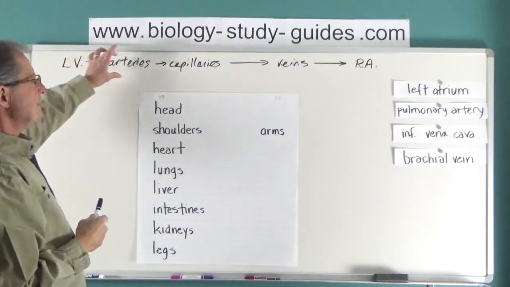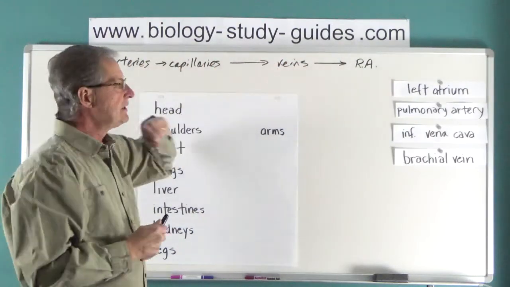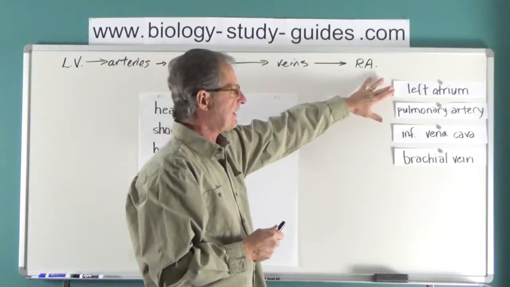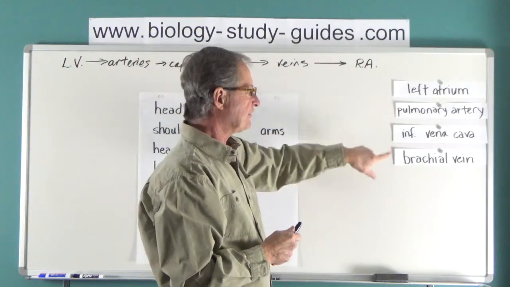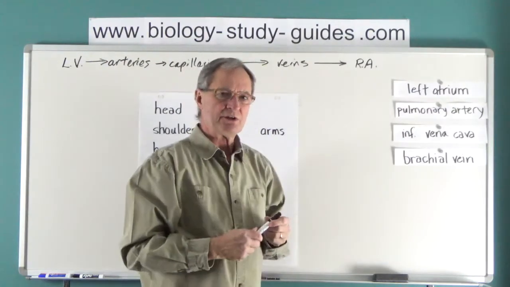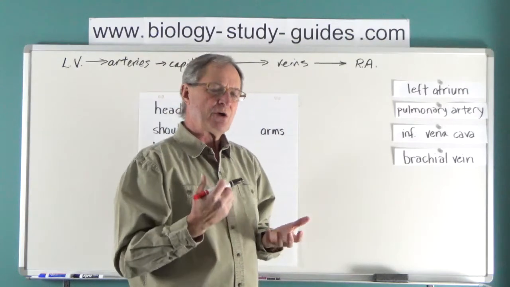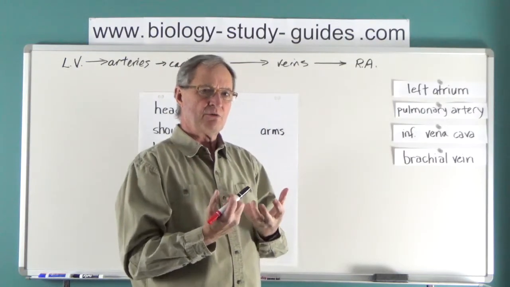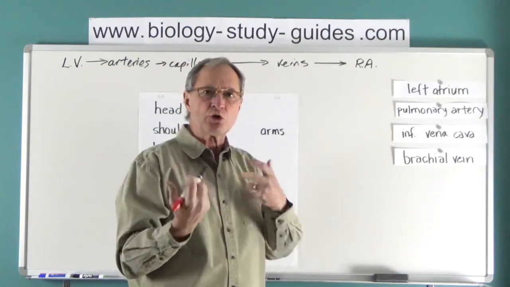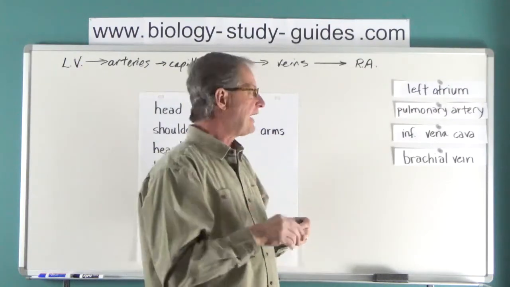Blood is always contained inside a structure, like these ones: left atrium, pulmonary artery, inferior vena cava, and brachial vein. One of the things that is a challenge for many people is trying to visualize the route that blood takes as it goes around the body. This is a very useful exercise that you can actually do.